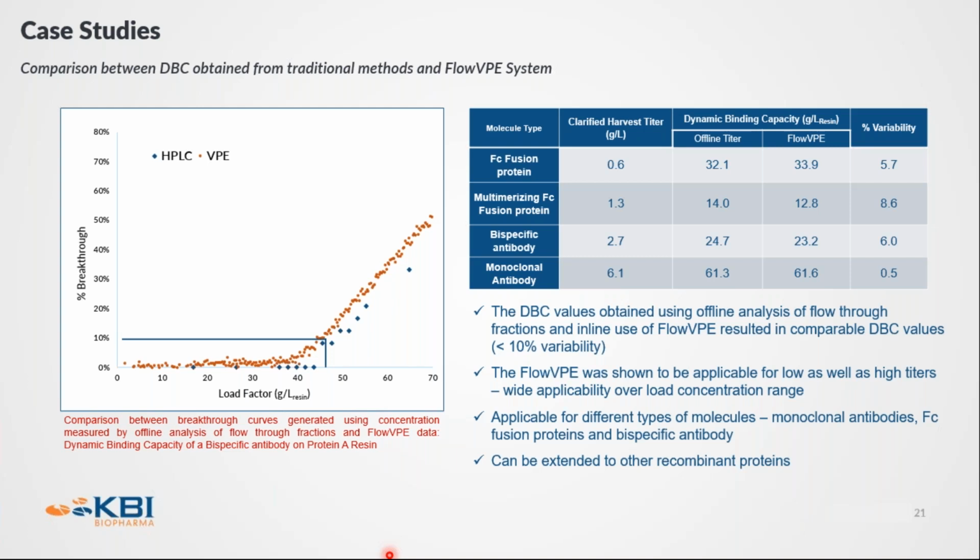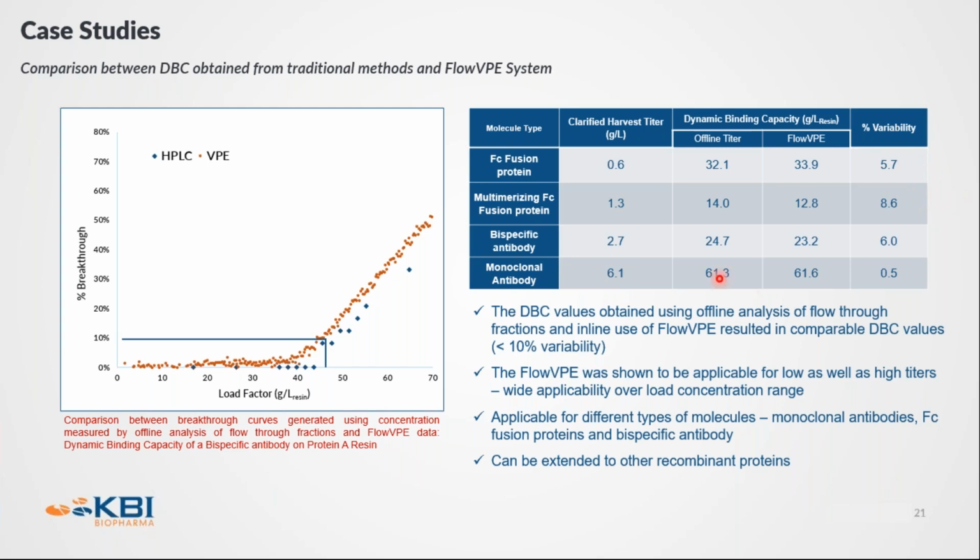We did that for a number of different molecules, and some of that data is present in this table. As I mentioned earlier, we were concerned about low titer feed streams. So we used an Fc fusion protein having a clarified harvest titer of 0.6, and we determined the DBC using both the methods. And we saw that the variability was around 5%.